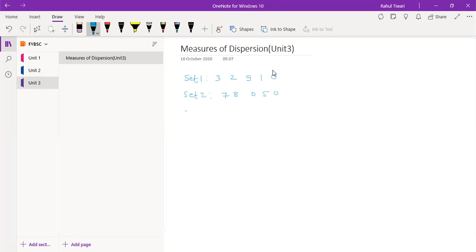Similarly, I can say another set. Let's say set 3. So what could be the mean of this? 15 by 5. So it is 3. If I consider this set as data set 3, 3, 3.